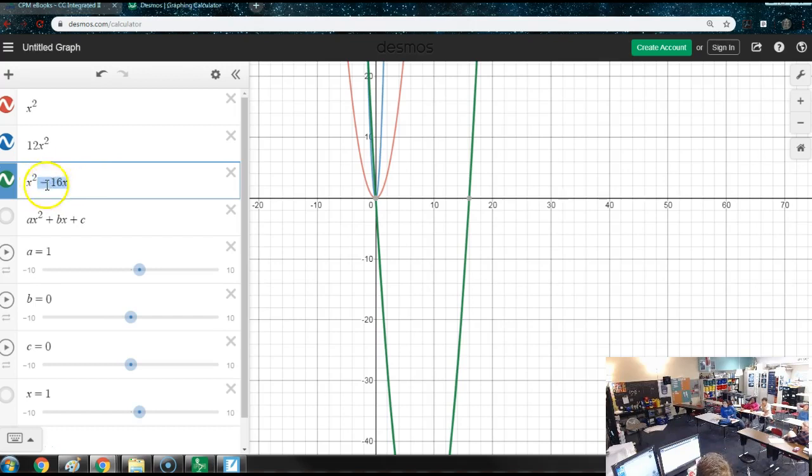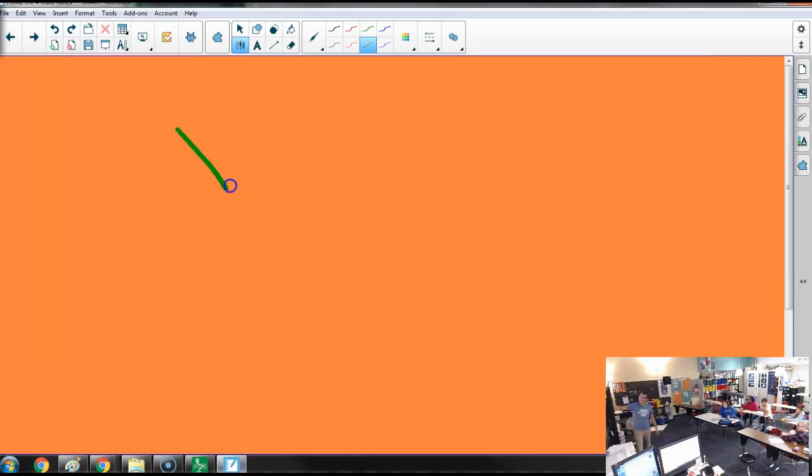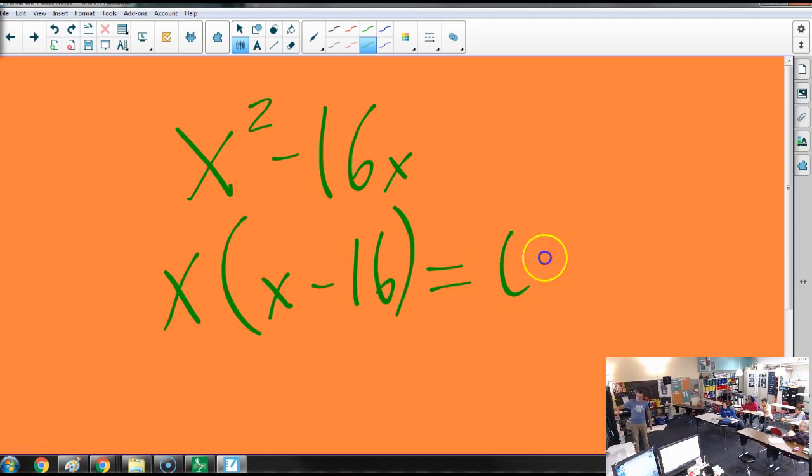This means that factored, right? This factored would be x times x minus 16, which makes positive 16 your zero. So I'd have x squared minus 16x, right? If that's what we had. And we factor out the common x between them. Okay. And we make this 0.